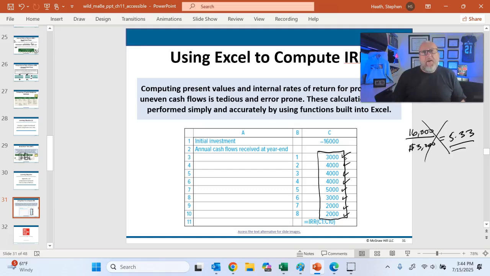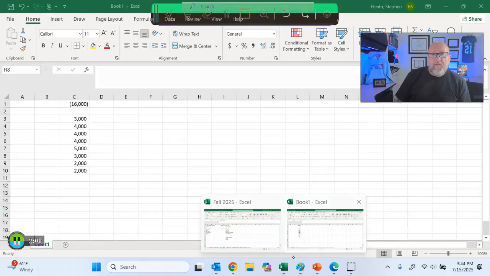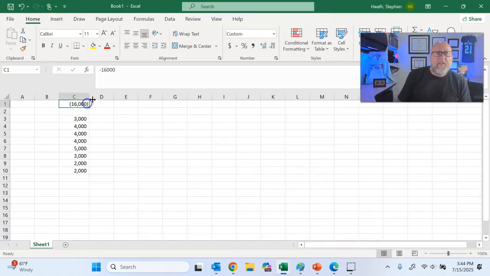And therefore, finding the internal rate of return can be really complicated. However, if we use Excel, it's super easy. This slide is basically saying we would just input all the numbers in Excel, and I've done that for us already. So 16,000 initial investment, and then these are the future cash flows.